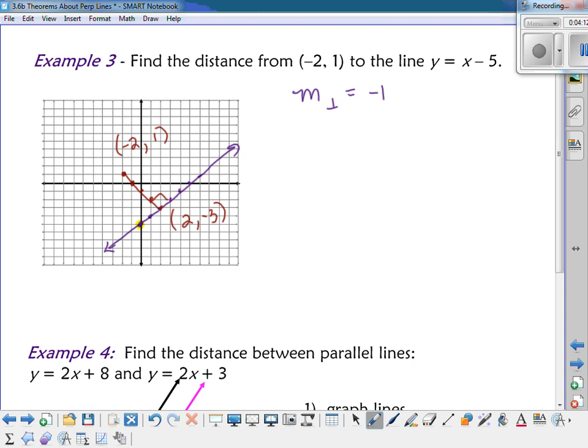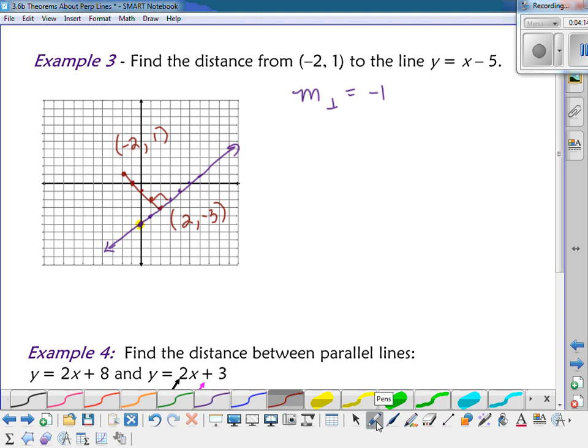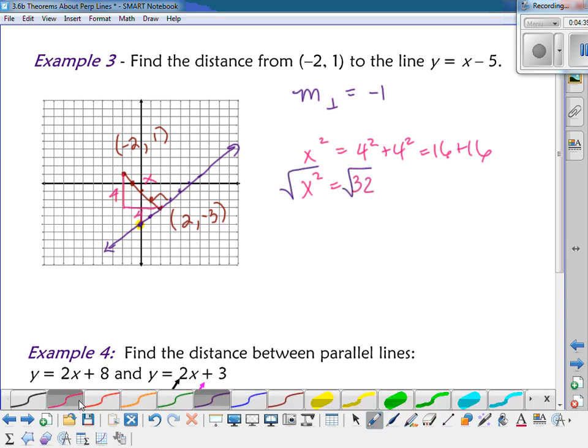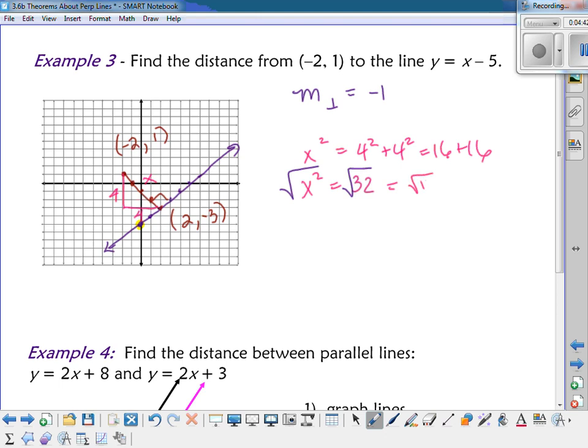And so, again, since it's already on a graph, I might as well use the right triangle that I have right here. That's 4 and that's 4. And so if I call that x, x squared is going to equal 4 squared plus 4 squared, which is 16 plus 16. That means x squared is equal to 32. So if I take the square root of both sides, this 32 is the same as 16 times 2. So in simplified form, x is going to equal 4 root 2 units.